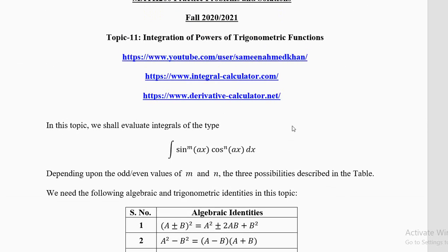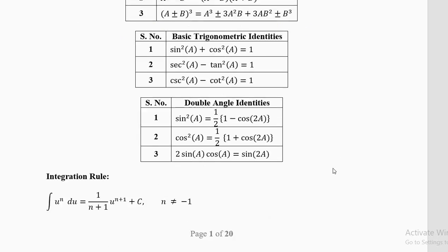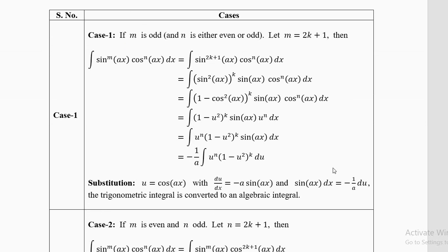Now we are going to consider integrations of the type sin power m cos power n. Now m can be odd or even, n can be odd and even, and there are three cases which are useful to us. Case 1, if m is odd, then n can be either odd or even, it does not matter. Then we write sin power m as sin power 2k plus 1, the even part plus 1. The odd number is even plus 1.